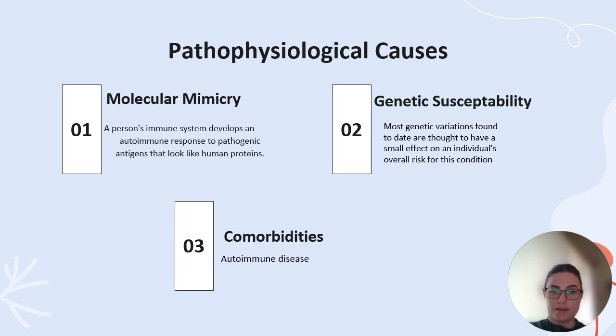Genetic susceptibility. Most genetic variations found to date are thought to have a small effect on an individual's overall risk for this condition. Or comorbidities, so any other autoimmune diseases such as Crohn's disease or Graves' disease. One of the main things I noticed for Rebecca's case study is her pathophysiological cause could be her genetic susceptibility or her comorbidities, considering that she has a family history of autoimmune diseases.